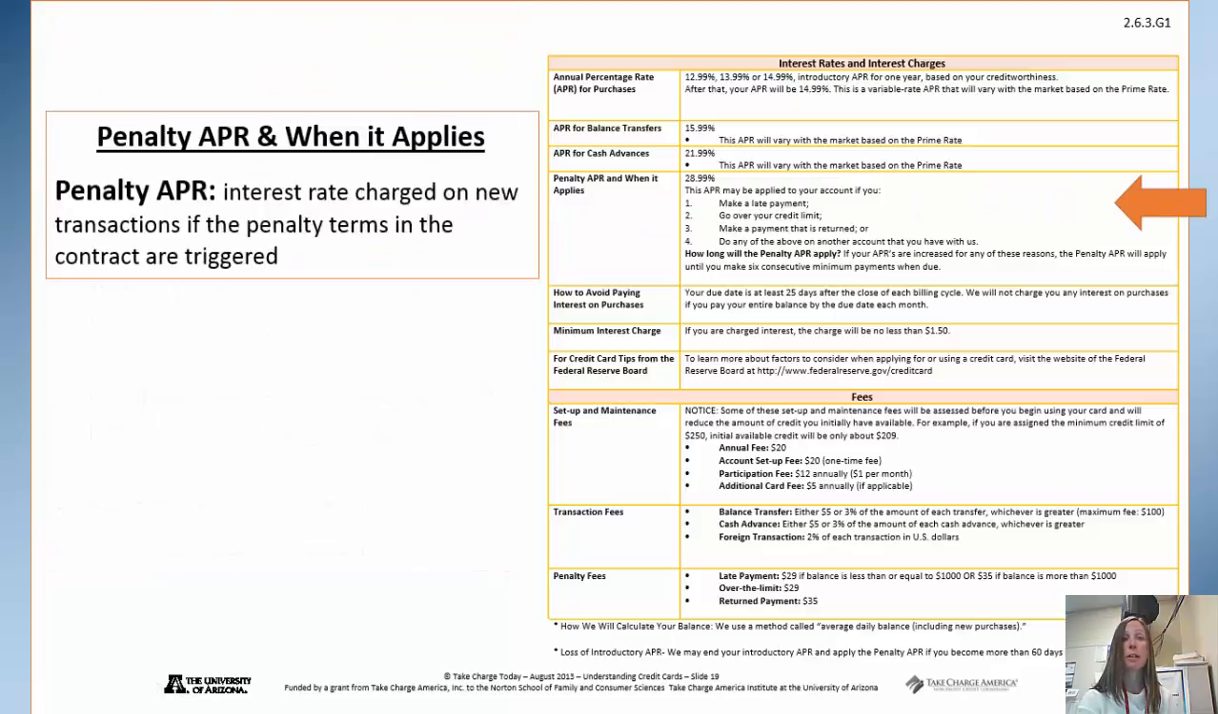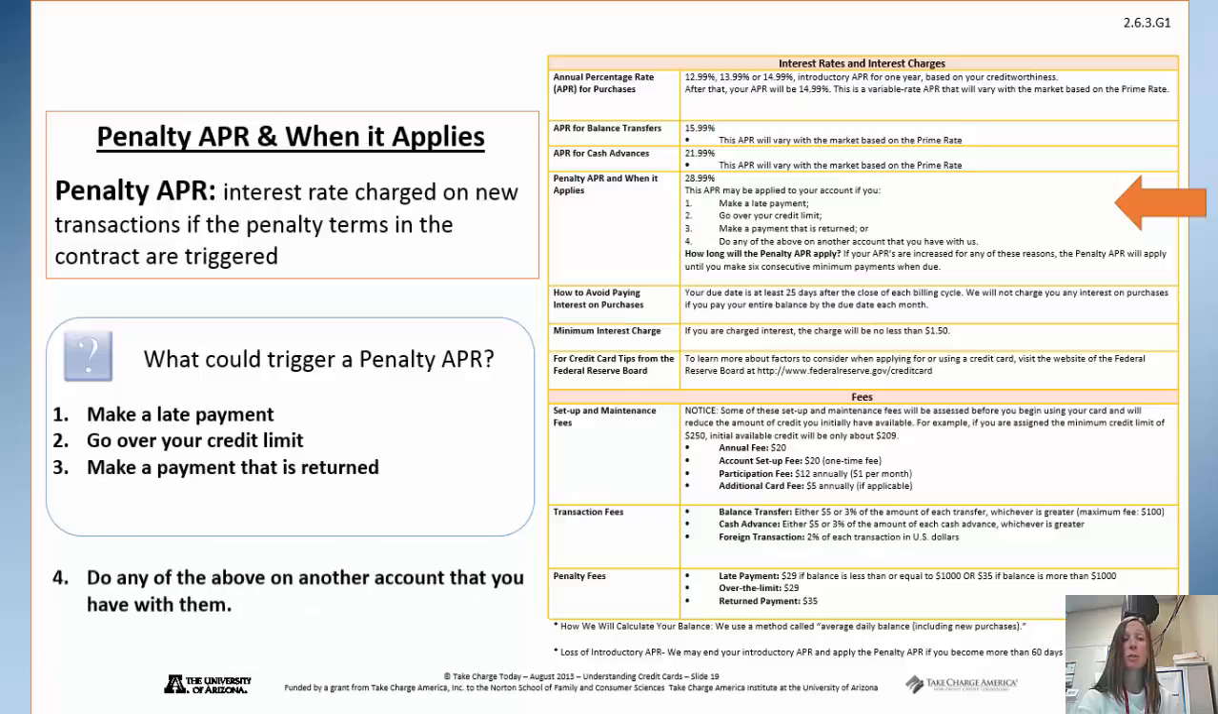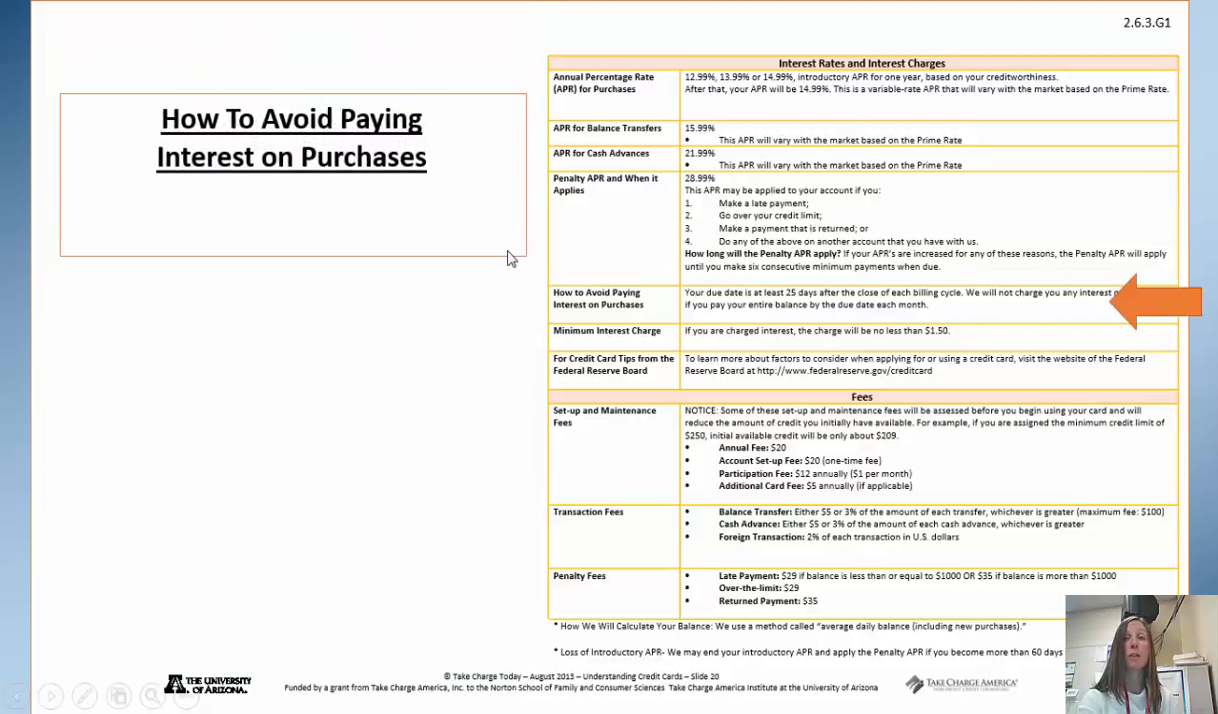The penalty APR, when it applies, is the interest rate charged if the penalty terms are triggered. And what can trigger it? A late payment, going over your credit limit, making a payment that is returned, or doing any of the above on another account you have with them can trigger the APR, which you can see, 28.99%, is huge, a really high interest rate.